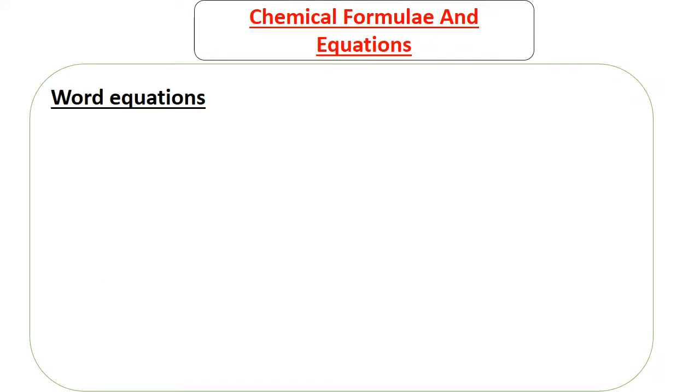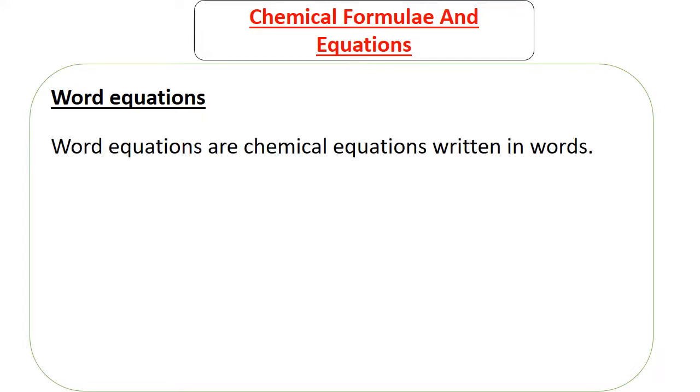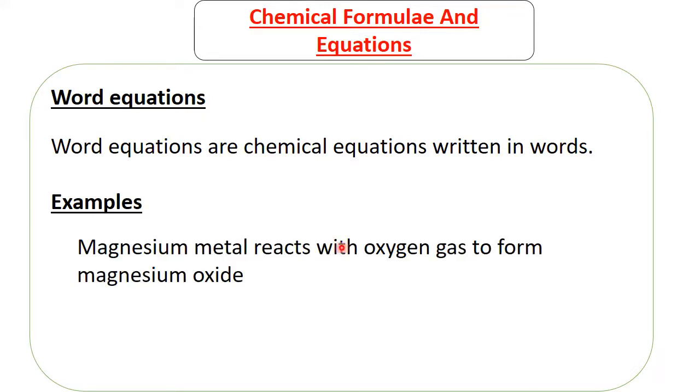We take a look at what is called a word equation. A word equation is just a chemical equation written in words. For example, we have this sentence: magnesium metal reacts with oxygen gas to form magnesium oxide. So this is a statement. We have to write this statement in form of an equation, like a chemical equation, but in words. And when we do that, we have what is called a word equation.